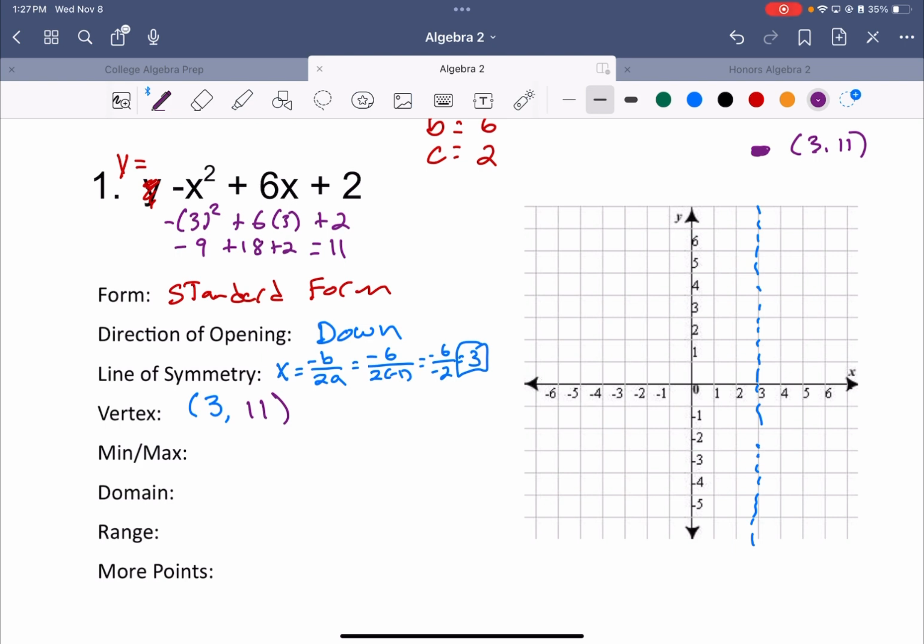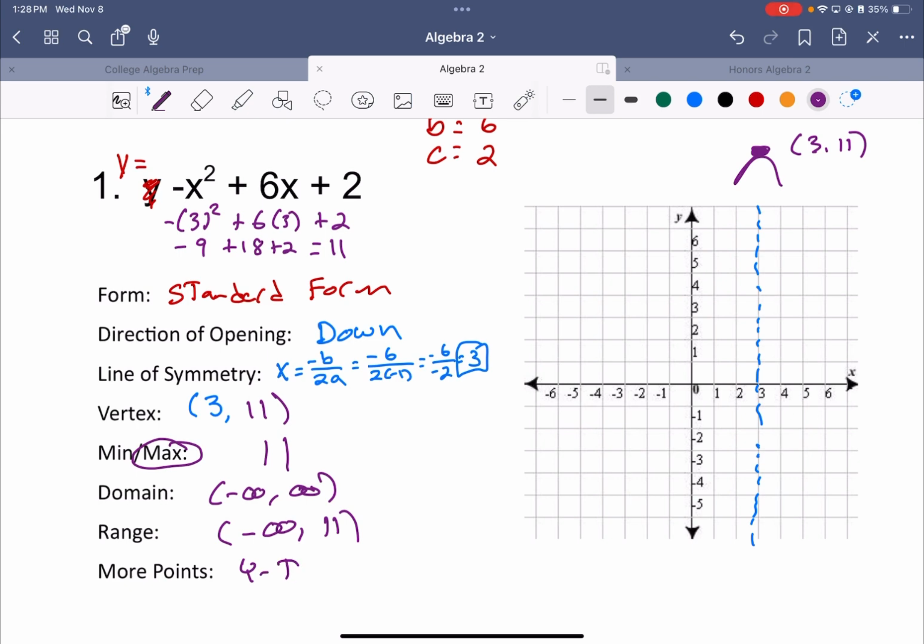Maximum or minimum? This graph goes down, so it goes like that. So it is a maximum. What's the maximum value? 11. Remember, the maximum value is the y value at the vertex. Domain's always the same. Negative infinity to infinity. The range, what's the lowest? Negative infinity. What's the highest? 11. Now it says more points.